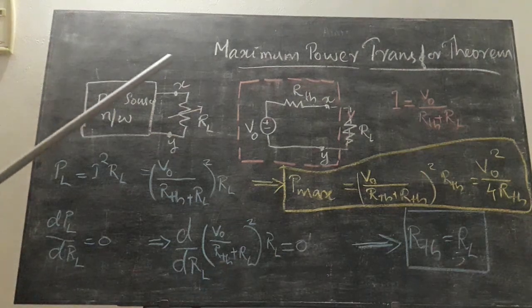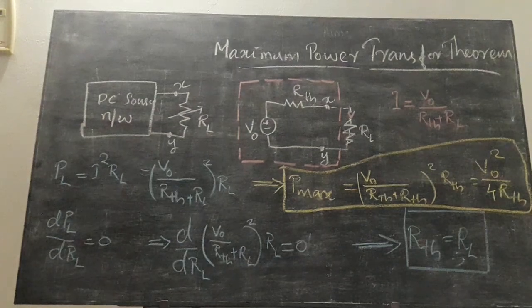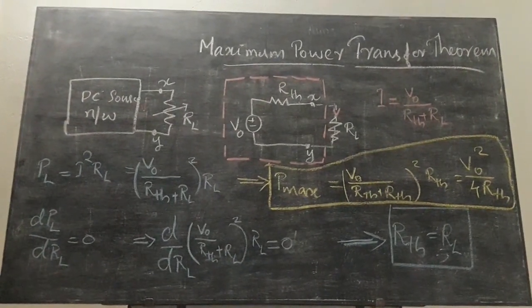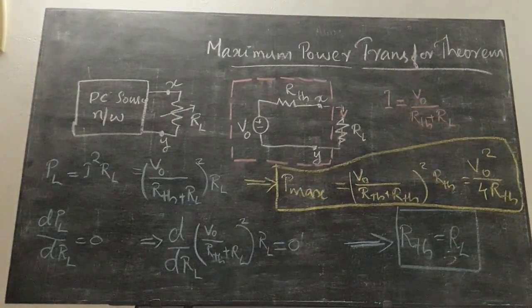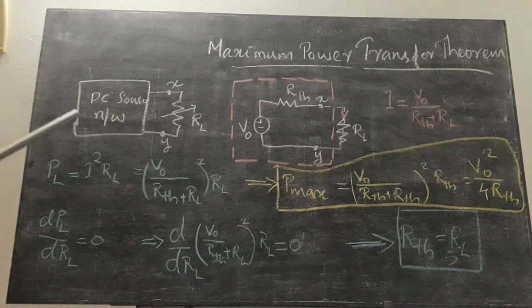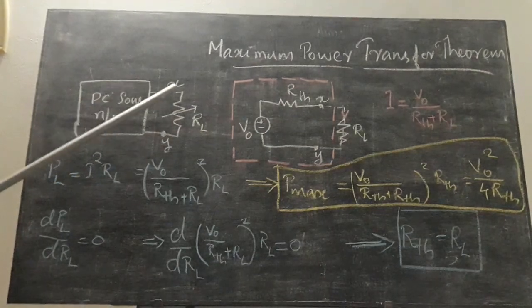Today's topic is the maximum power transfer theorem. In this topic, we are discussing the maximum power transfer from source to load. We know an electric circuit comprises mainly three parts: one is the source, then the load, and a connecting circuit or closed circuit.